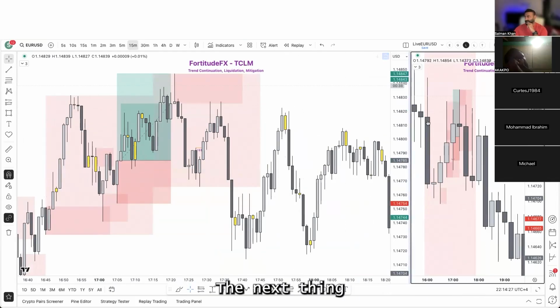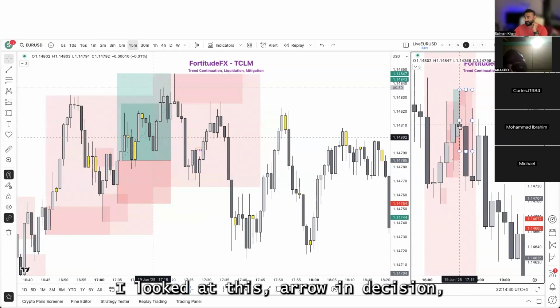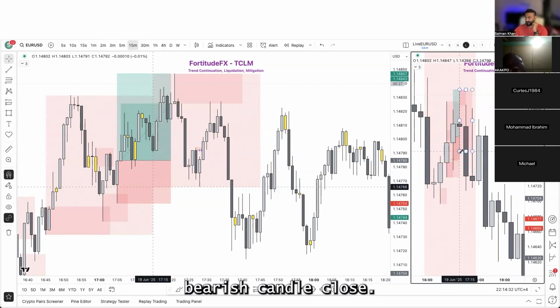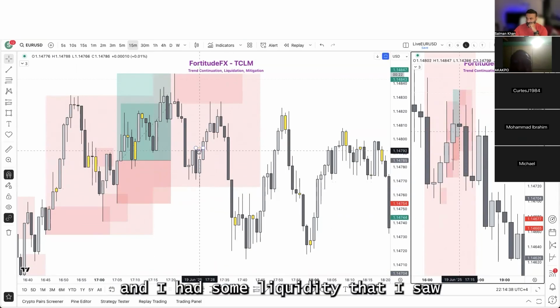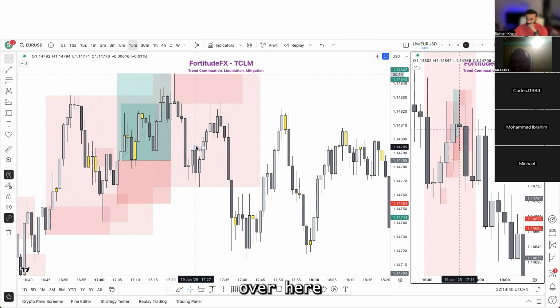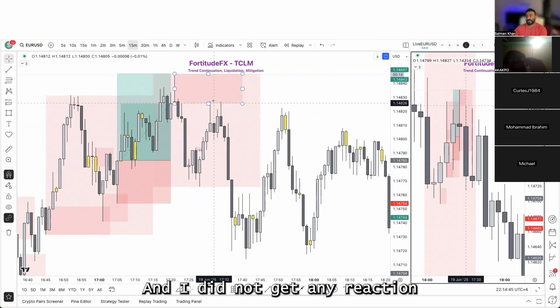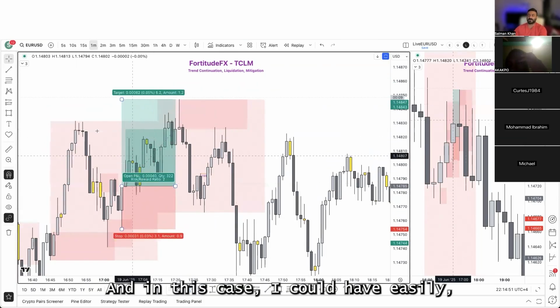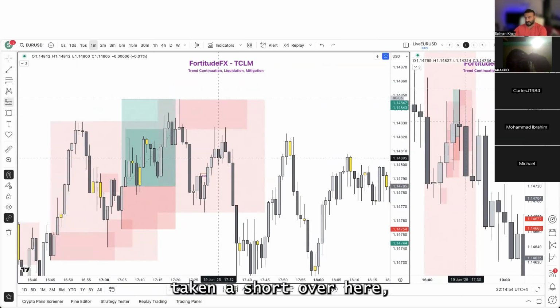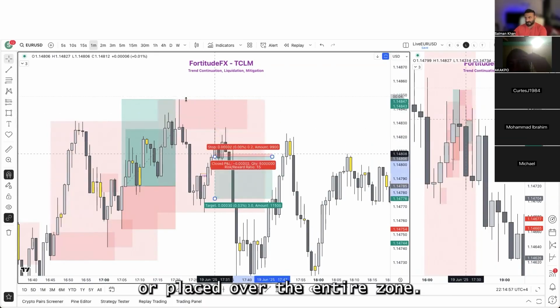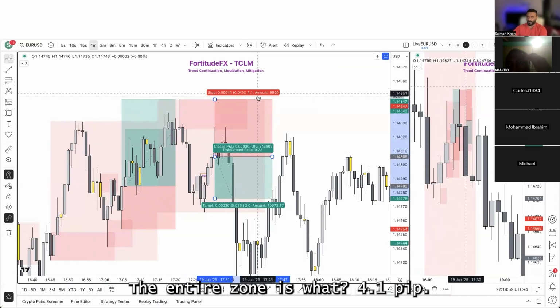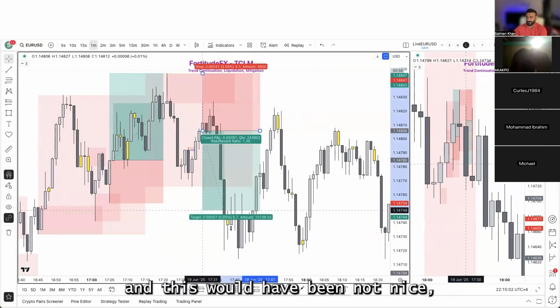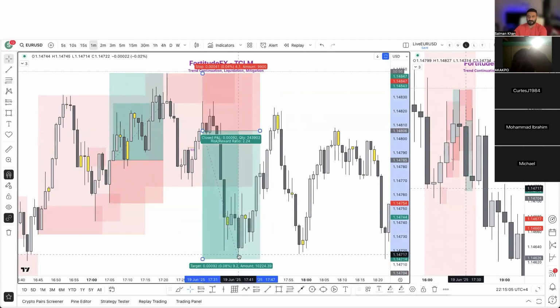There was nothing left. The next thing I did was I looked at this indecision bearish candle close. Large wick to the top side, large wick to the bottom side. And I had some liquidity that I saw over here because this high broke this low and then it got swept. I did not get any reaction or any entry before I hit the zone. In this case, I could have easily taken a short over here, place it to the high or cover the entire zone. The entire zone is what, 4.1 pip? Oh well. And this would have been a nice 2-hour trade.